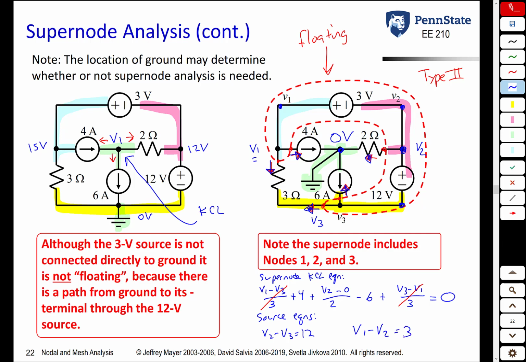So what we see on this page is that if you're given the choice of where to put ground, sometimes putting ground in different places can make a big difference in how much work. Circuit on the left is 1 equation and 1 unknown. Circuit on the right is 3 equations and 3 unknowns. So choosing ground judiciously can greatly simplify your work. Once again, this is a type 1 circuit, easy. This one on the right is a type 2 circuit, a little more difficult.